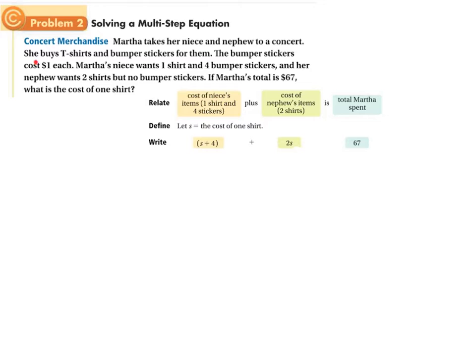By the way, the bumper stickers are $1, so we can say that's 1 for each one. Okay, we don't have to have a variable for that cost. So 1 t-shirt is S, plus 4 stickers is $4, plus the nephew's 2 shirts, 2S. And since that's the total, we should have an equal sign there. So let's put it equals the $67 that Martha spent.